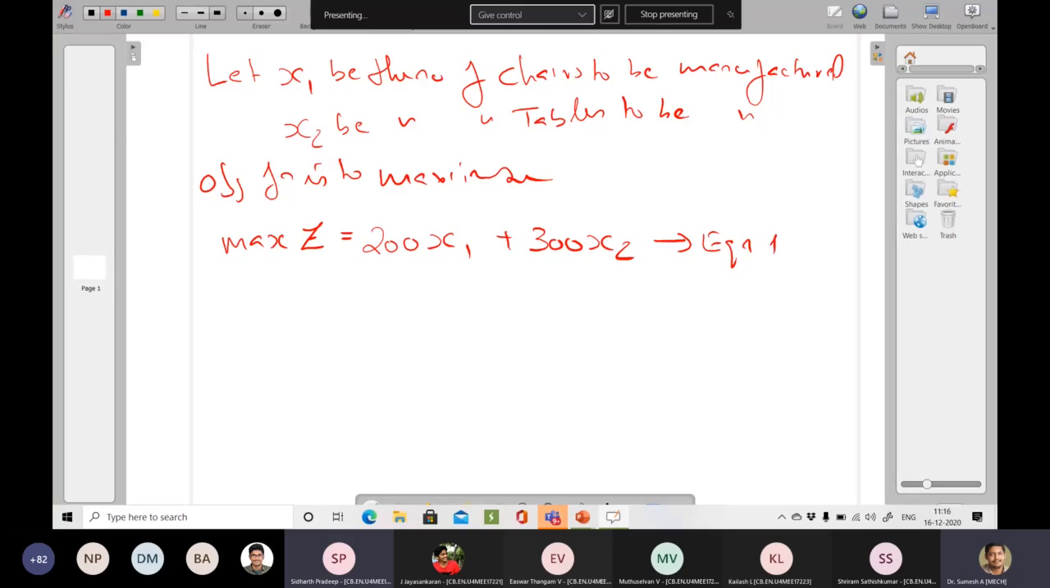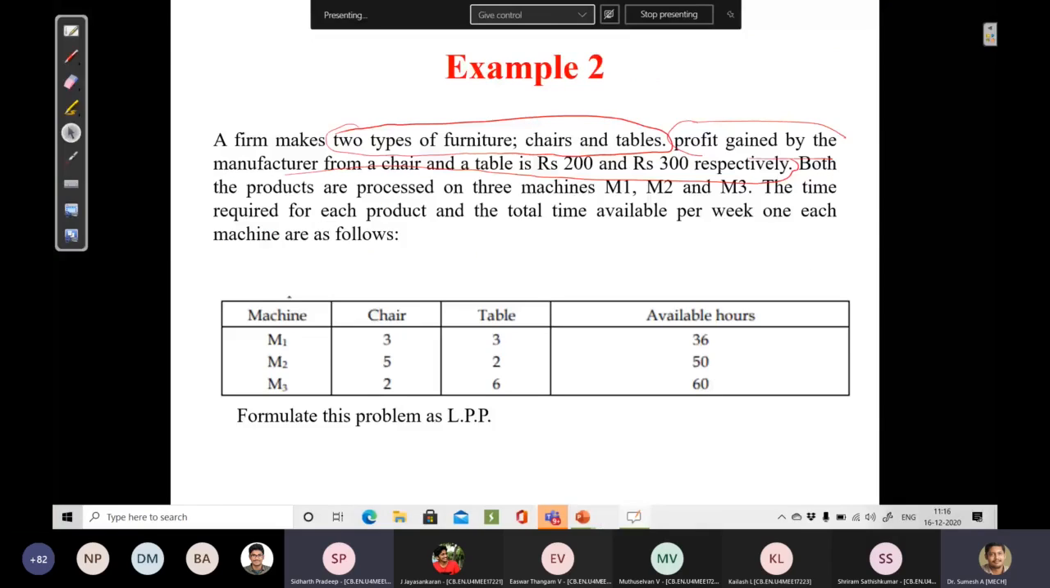Now we have marked chair as X1 and table as X2. Now what is given? The constraints. Constraints on three machines, M1, M2 and M3 are given. The time required for each product and total time available per week on each machine is shown here. So how will you formulate the constraint? 3x1 plus 3x2 less than or equal to 36, like that everything.